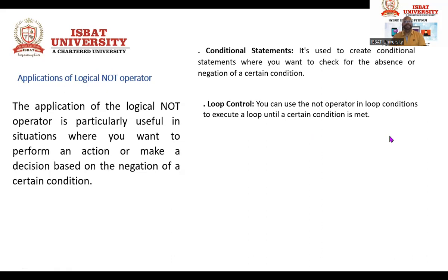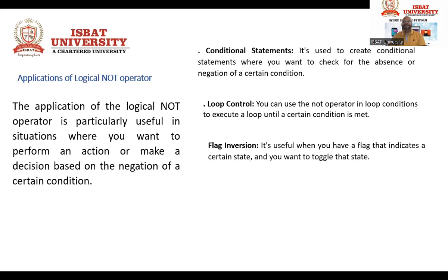Then it is also used in loop control, because in a program you are using many loops. So when you are in a loop, and you want to execute the loop until a certain condition, we use this NOT operator. Then we use it for flag inversion. So it's like if a switch is on or off. In such conditions, to toggle the states, we use it. We will practice this more in detail.